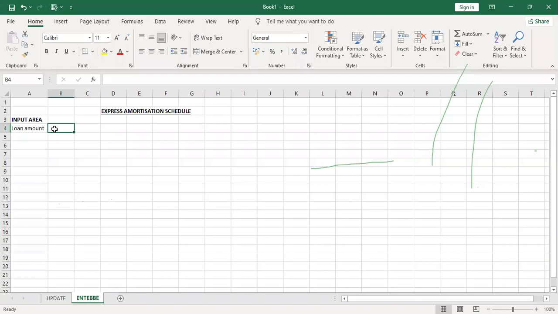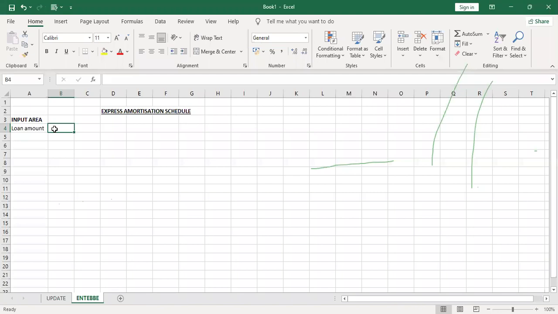But remember, we are borrowing some money and the government is providing some money, not so? So your loan amount is the amount covered by the Exim Bank. We calculated that on the update worksheet, not so? So that's how much? 98,200,000. So how do we pick it from the update worksheet and bring it here?